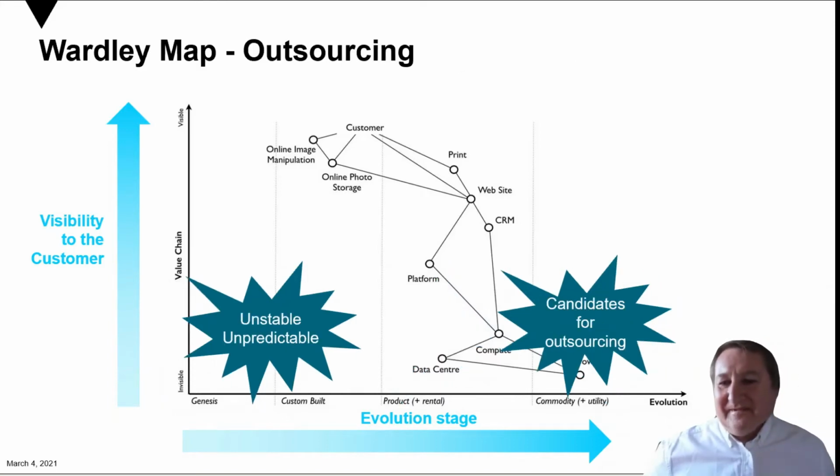Regarding outsourcing, which is an important topic in business strategy, mature and stable technologies, that is commodities and products, are best candidates for outsourcing. Components in the genesis phase are too unstable. They could be outsourced in an agile contract, but a company basically lets other people learn at the company's cost, and it creates opportunity for future competition.